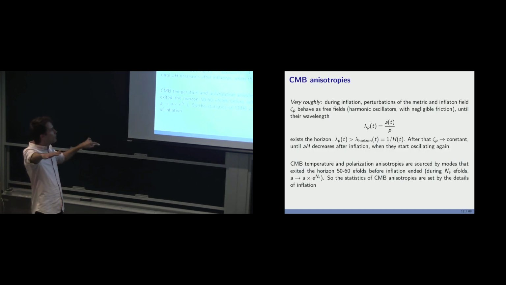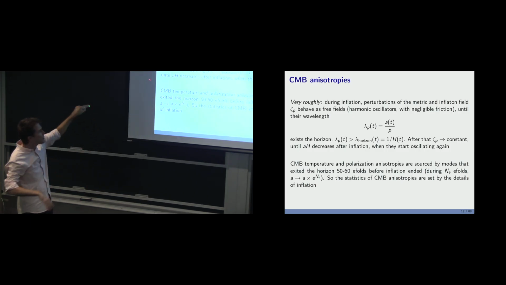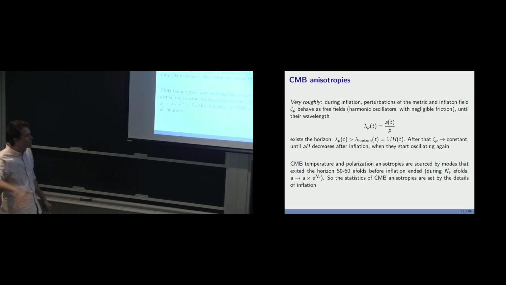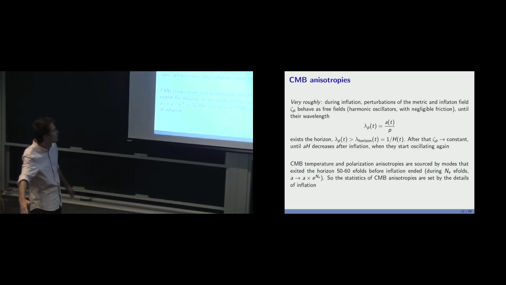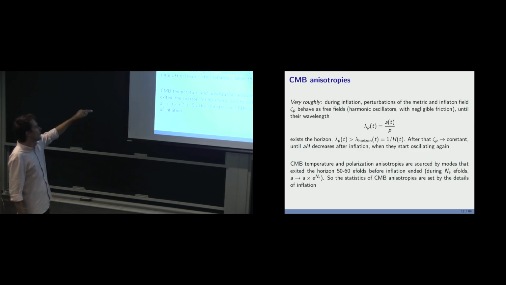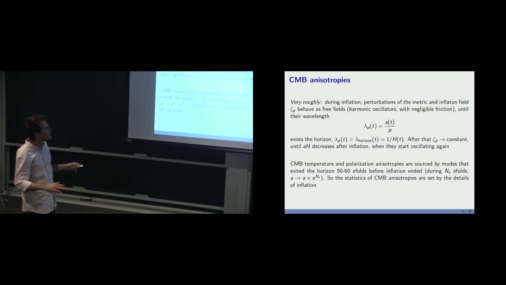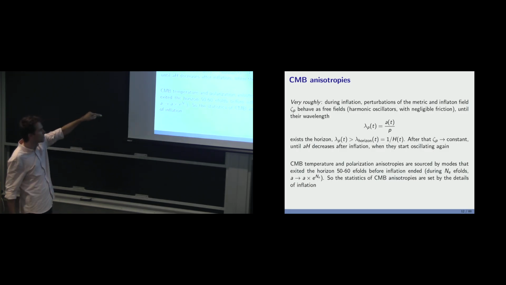So it remains frozen when it's outside the horizon, and then much later, when the universe has gone into the radiation and possibly even matter domination period, they come back into the horizon and start oscillating again. So the idea is that the CMB temperature and polarization anisotropies are sourced by the modes that exited the horizon quite a bit before the end of inflation.